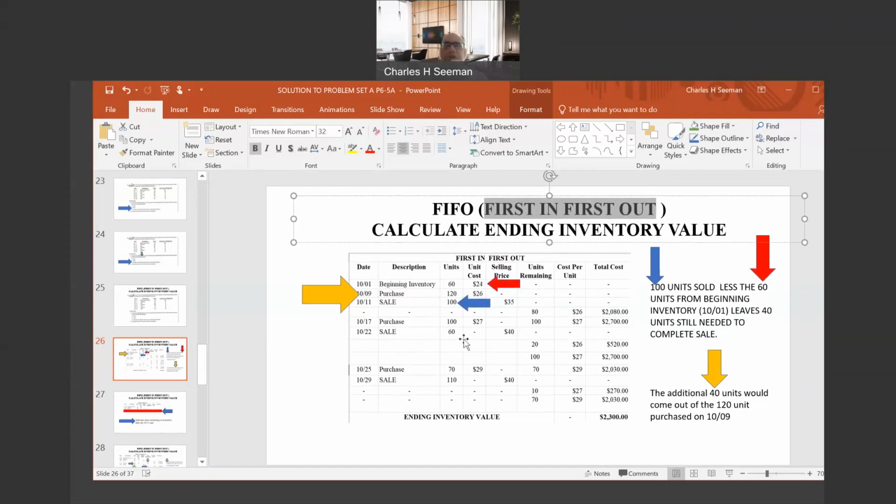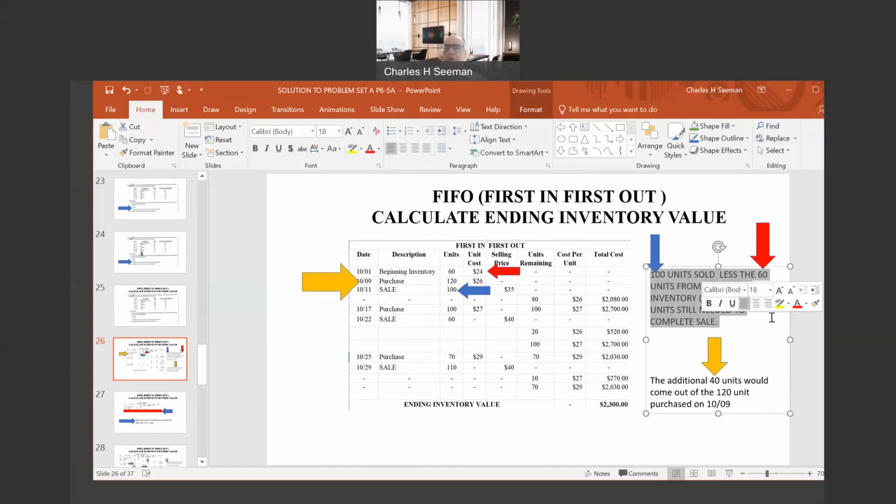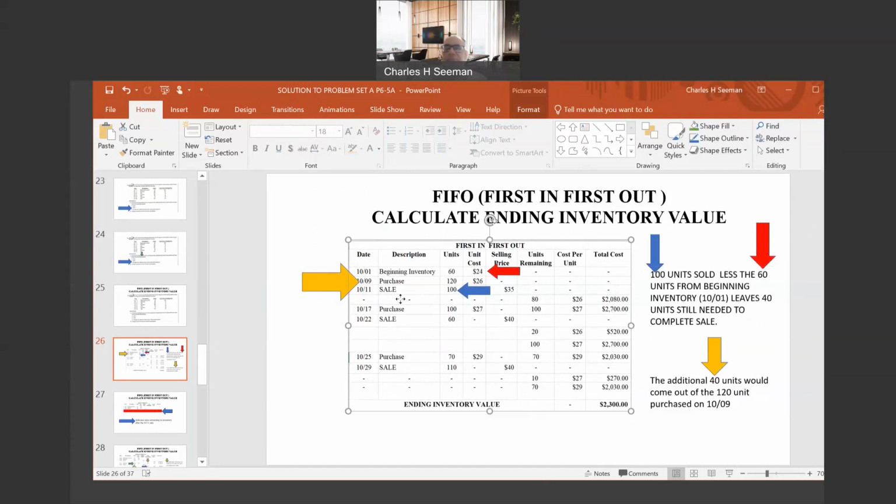So that first purchase, the first sale on 10/11, 60 of those units came from the 10/1 inventory. The 100 units sold less 60 units from beginning inventory leaves 40 units still needed. So 40 units are going to come out of this 120. So that leaves 80 units left. 120 minus 40 gives you 80.